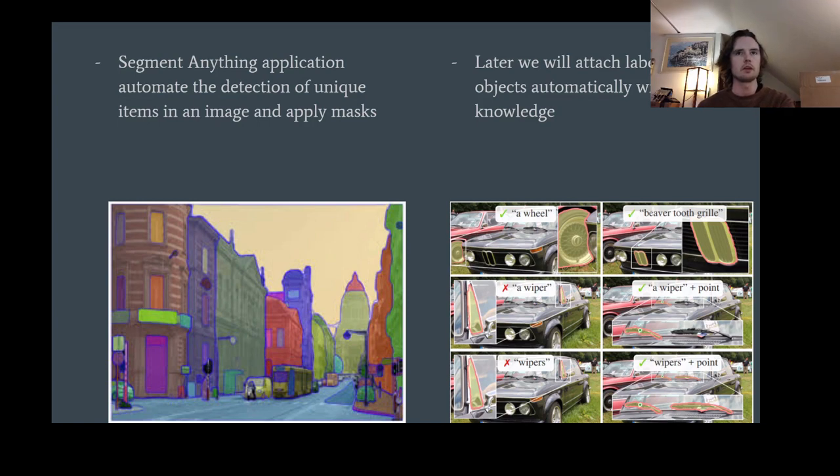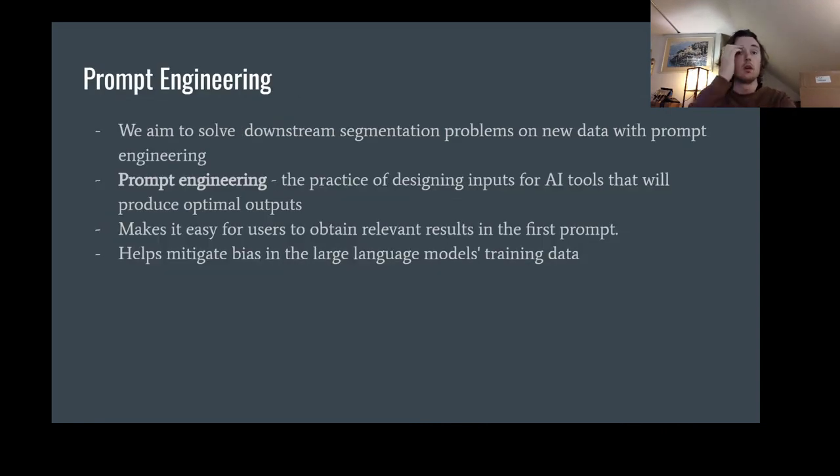The Segment Anything application aims to attack this problem by creating a way to automate the detection of unique items in an image and apply masks to them. Further, the application will also attach labels to those objects automatically without prior knowledge. With this model, we aim to solve a range of downstream segmentation problems on new data distributions using prompt engineering.